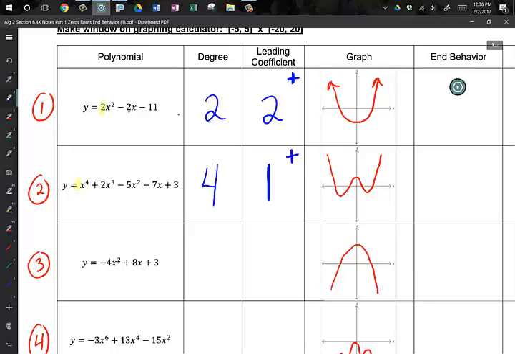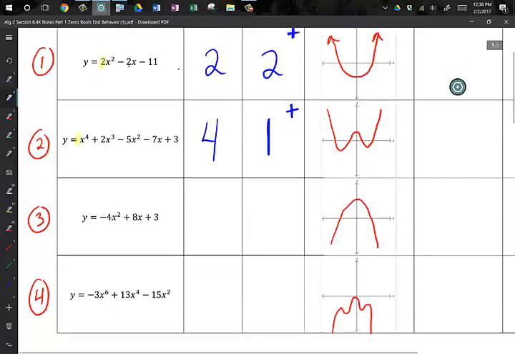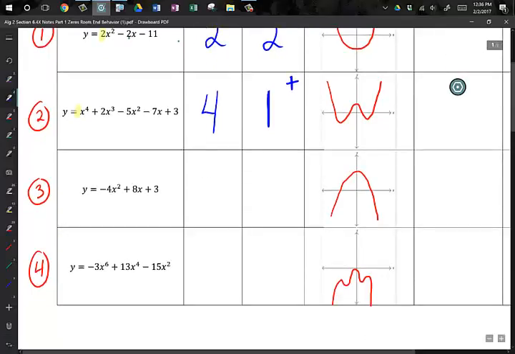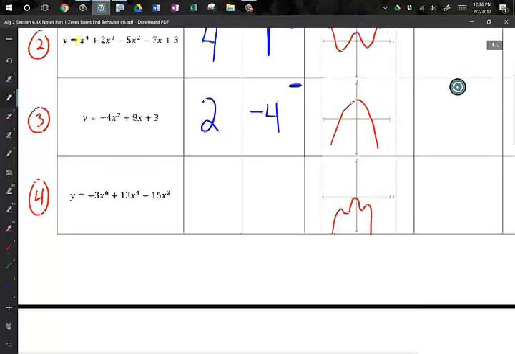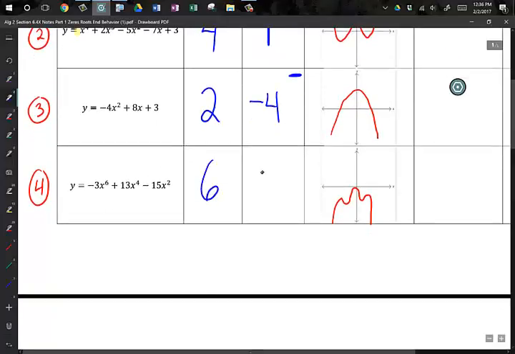All right, row 3. Joey, what is your degree? 2. Kylie, what is your leading coefficient? Negative 4. We'd all agree that is a negative number. All right, 4th row. What is your degree? 6. And your leading coefficient? Negative 3. We'd all agree that that is a negative. Okay, now.